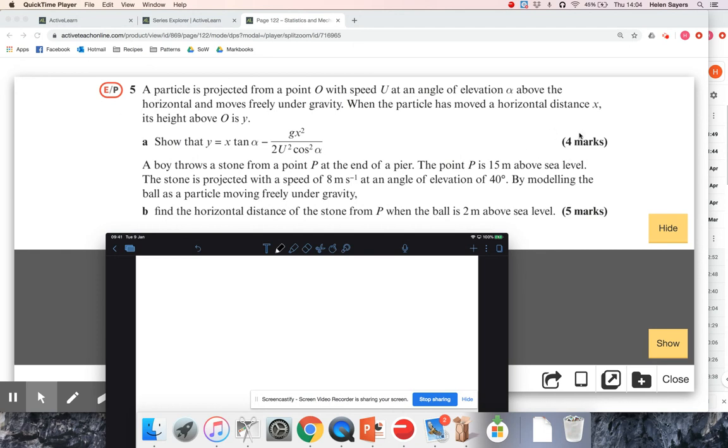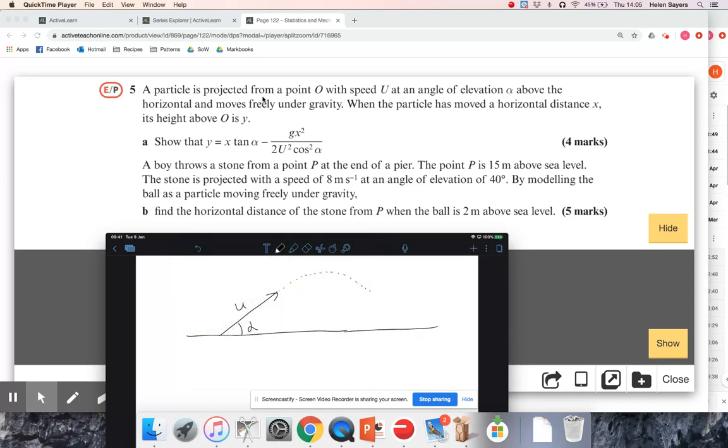So we've got some mark allocations. We can see the first bit is worth 4 marks. Okay, so what do we got? We have a particle projected at angle of elevation alpha with an initial speed of u, moving freely under gravity. So basically it's going to carry on going up, gravity is going to slow it down, and then it's going to start coming back down again.